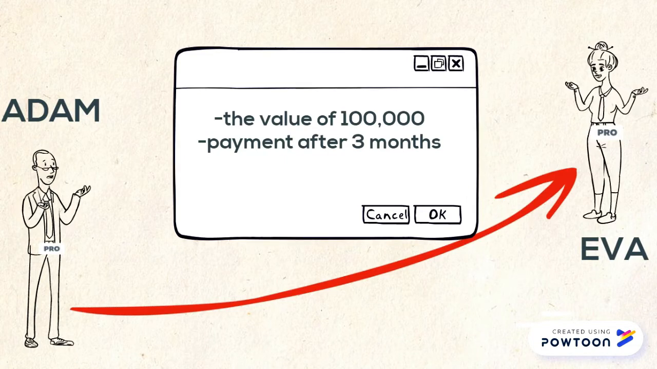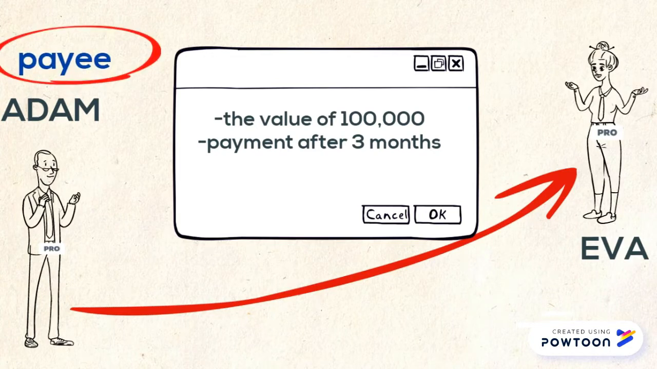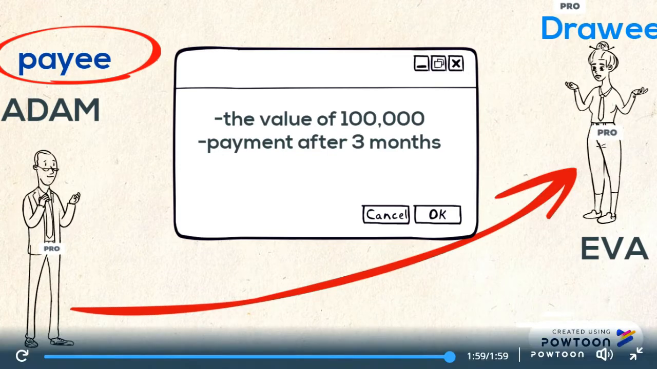Here are 2 examples to clarify. The first is a very simple story. In 2018, Adam sells goods of the value of $100,000 to Eva on credit, and the payment had to be made after 3 months. Adam drew a bill on Eva. She accepted the bill. Later on, Adam endorsed the bill to Lincoln. Here, Adam is the drawer, Eva is the drawee, and Lincoln is the payee.